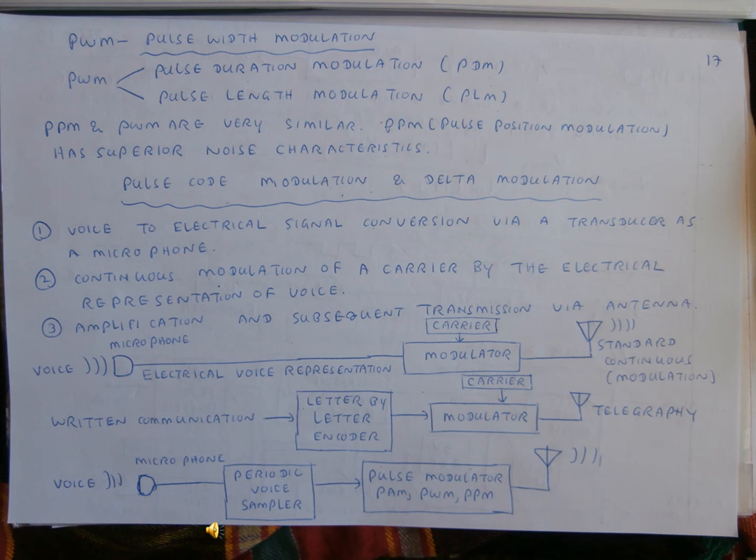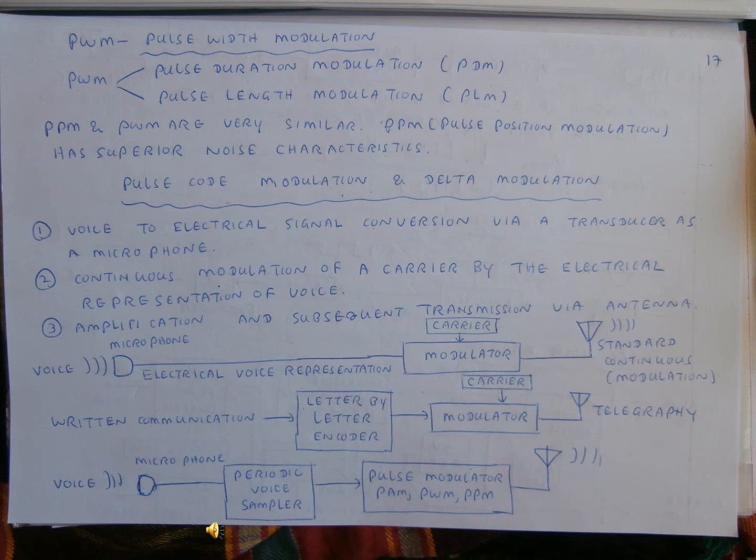So the pulse modulation has three characteristics. First, the voice to electrical signal conversion via a transducer such as a microphone, so that we can utilize the microphone, and the audio signal can be transferred to the digital electrical signal. The voice to electrical signal conversion can be achieved by applying the pulse code modulation. And the second point is the continuous modulation of the carrier by the electrical representation of the voice.